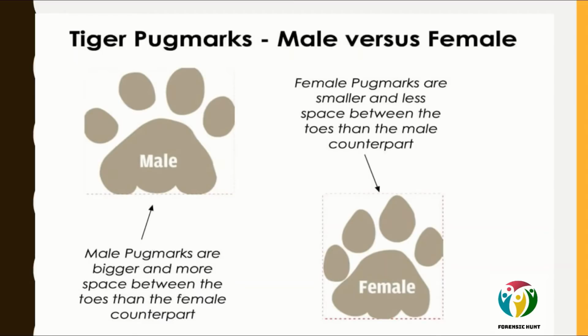Now, if we come to the difference in their features, if you see this picture in this slide, the pug mark of a male is more squarish, that is, its PML and PMB are almost at an equal level. Whereas in the case of a female pug mark, it is more of a rectangular shape, that is, its PML is way longer than its PMB. The next difference you would be able to visualize is the shape of their toes. As you can see, the shape of the toes of a male tiger pug mark is more like a round structure, whereas in the case of the female, it is more elongated.